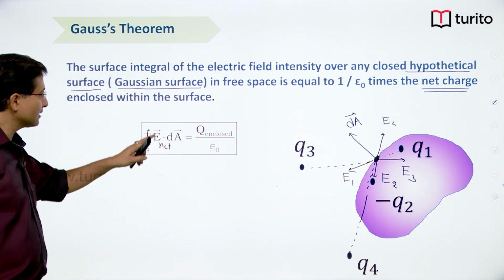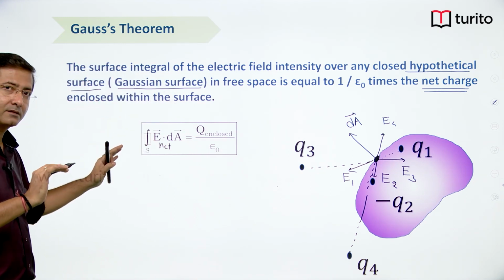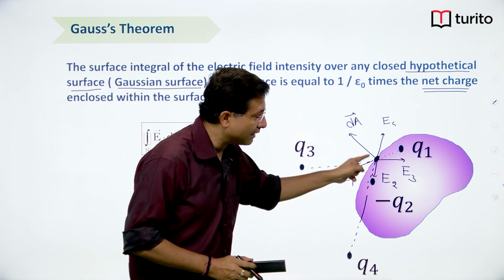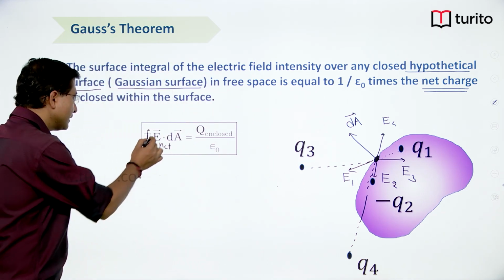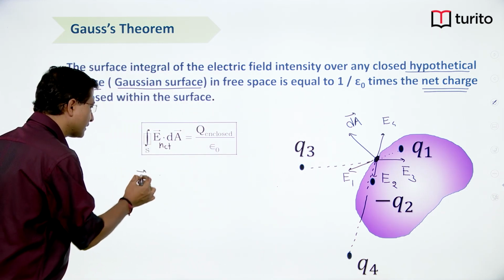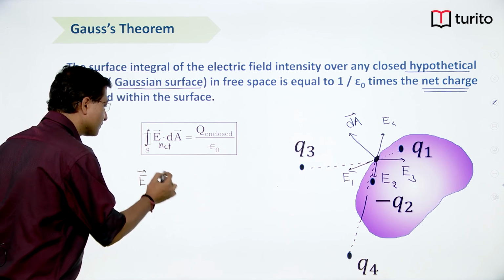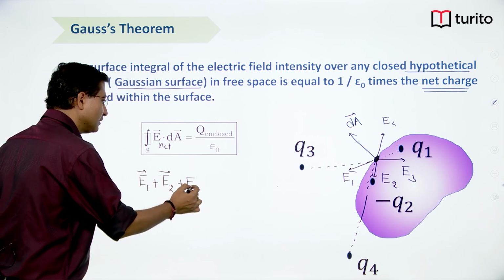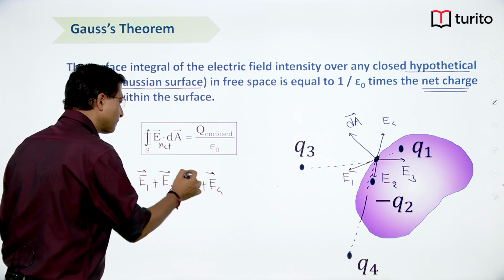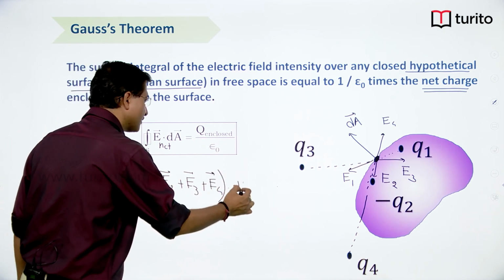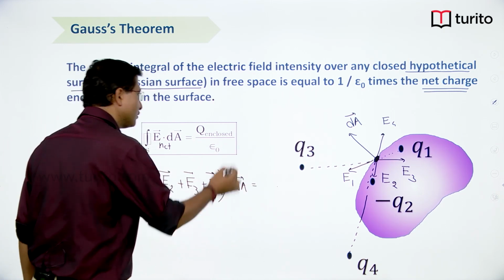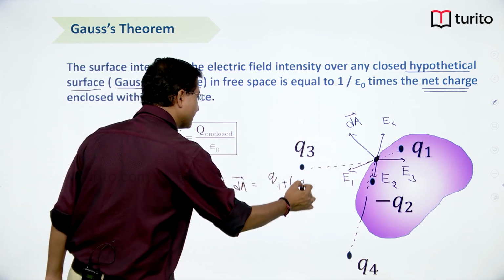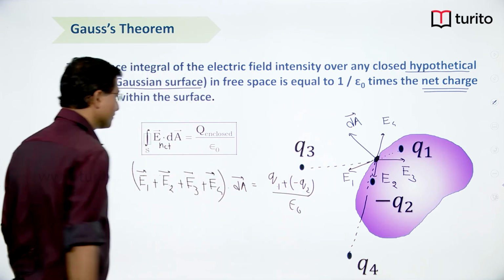What I am saying is that this is representing the net field, whether it is due to outside charge or inside charge, we have to write the net field over here. Now as this is net field, this is E1 vector plus E2 vector plus E3 vector plus E4, according to the diagram I am writing, dot surface area is equal to enclosed Q1 in this case and Q2 divided by epsilon naught. This is Gauss law, right.